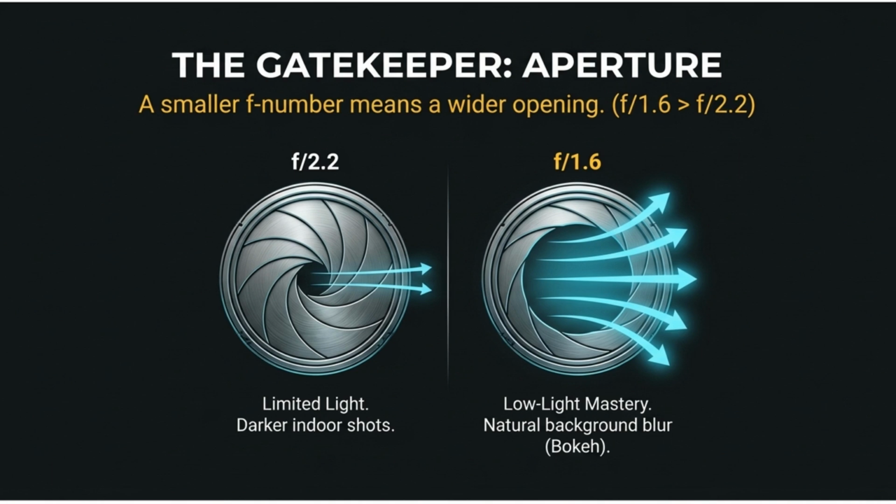light. The aperture is the gatekeeper of light. A smaller f number, like f/1.6, signifies a wider opening than f/2.2, allowing significantly more light to reach the sensor. This wider aperture is crucial for low-light photography and natural background blur, known as bokeh.